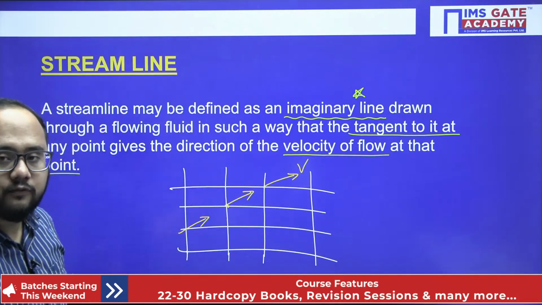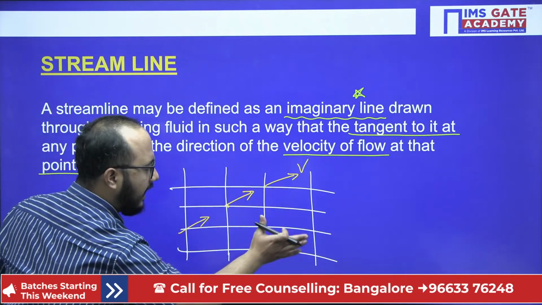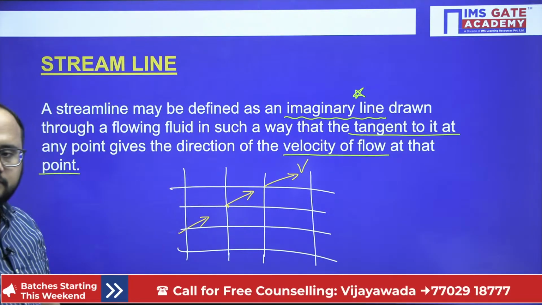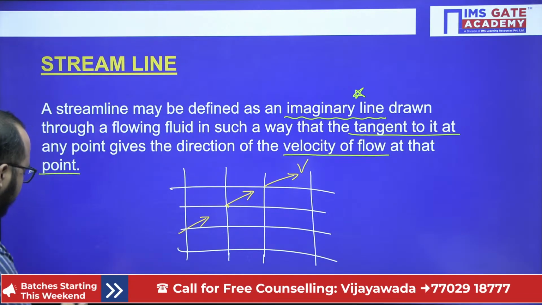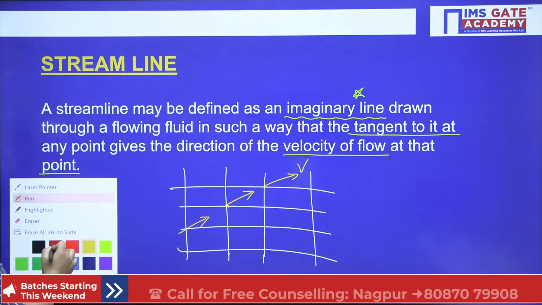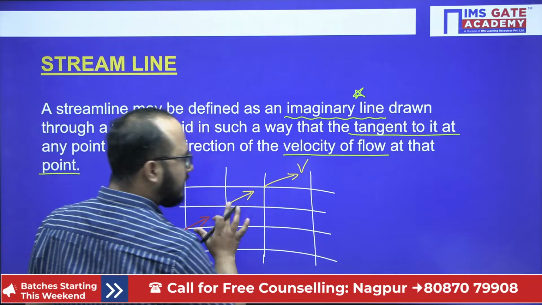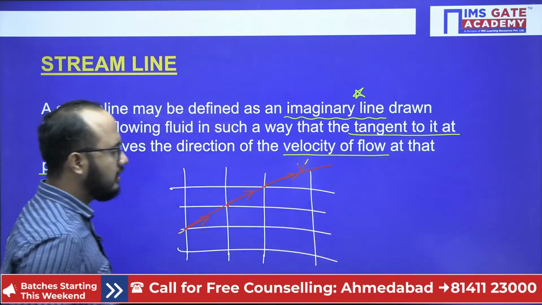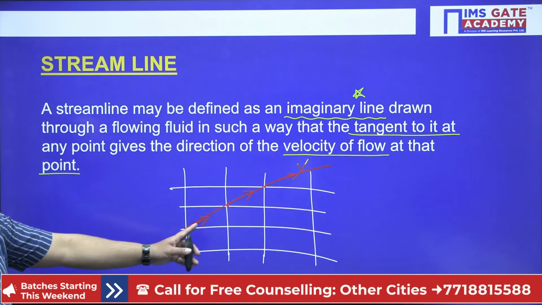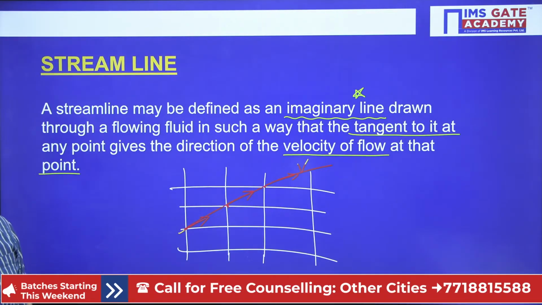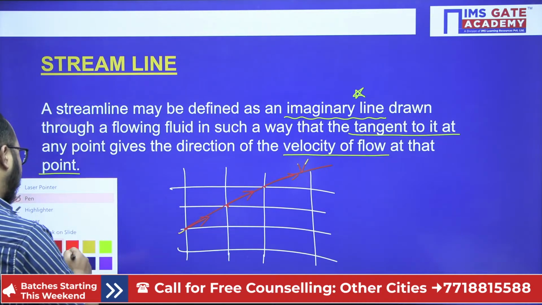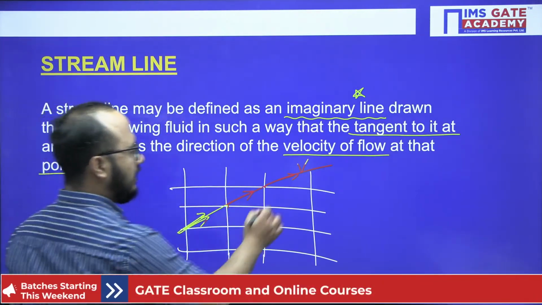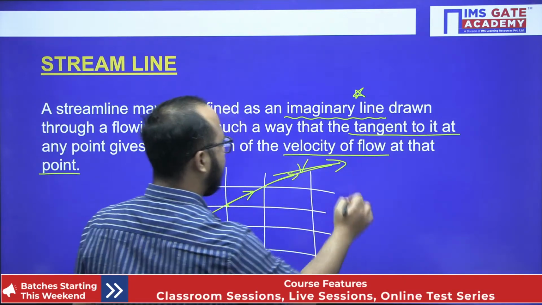Try to understand what is flow field. This is my flow field. At every point in the flow field, I have defined the velocities. Now, what I will do here, I will just join these points. Assume these points are very close. I've just joined these particular points, and on this line, if I draw the tangent, let's suppose here I have drawn the tangent like this.